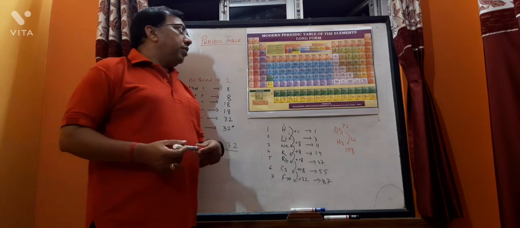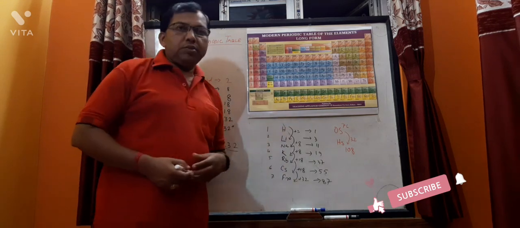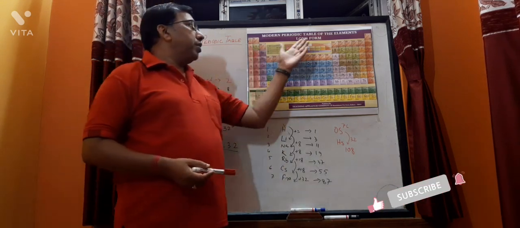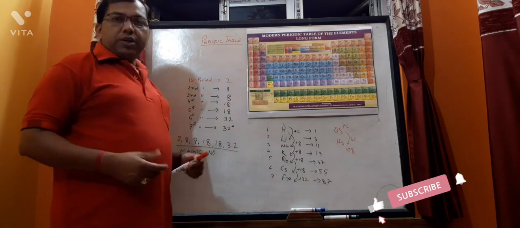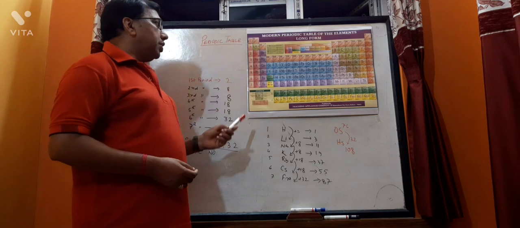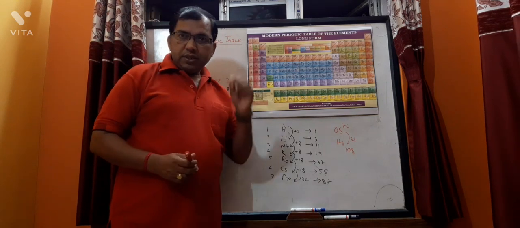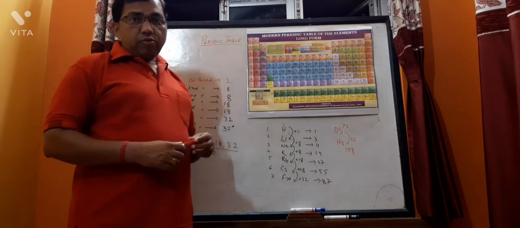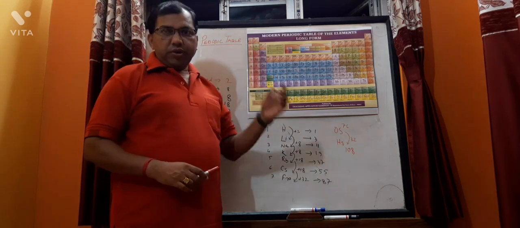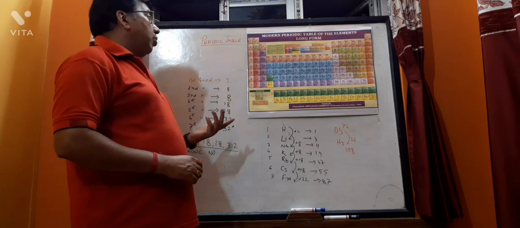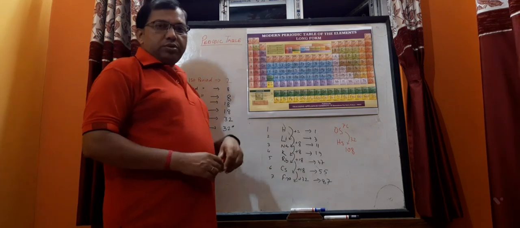So I have already come here to discuss the next part, that is the modern periodic table of the elements, the long form of the table. In the long form, we see there are 7 periods and 18 groups, and you have to find out the elements present in each period. How to find out? You should know the number of elements in the periods.